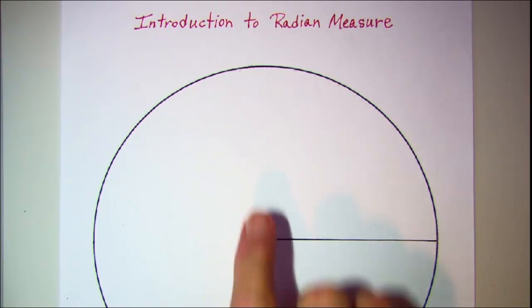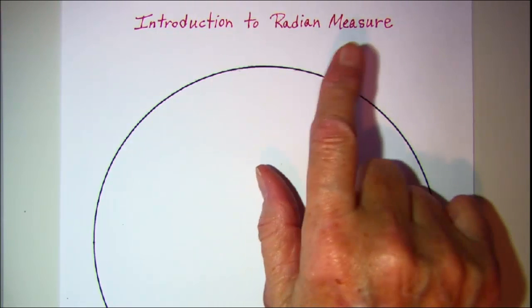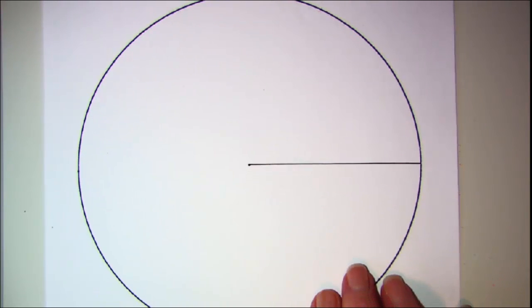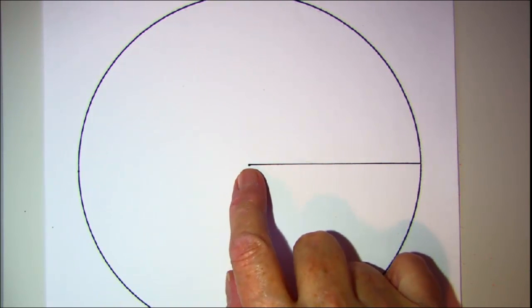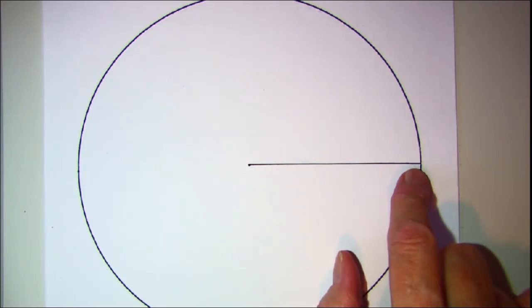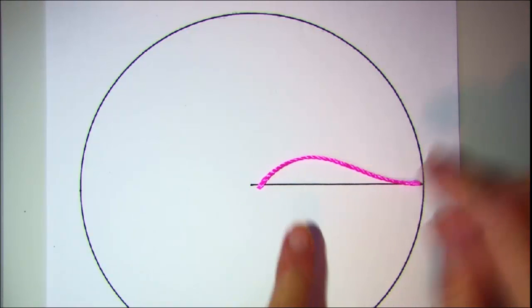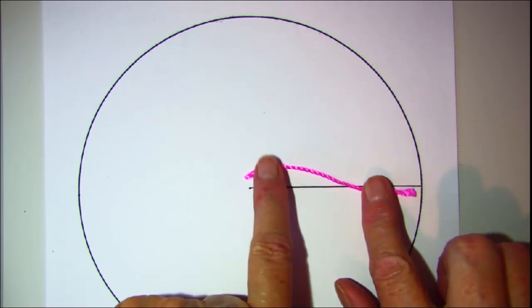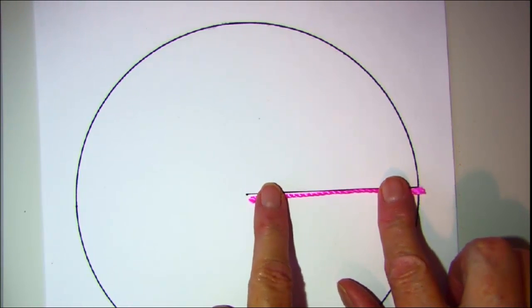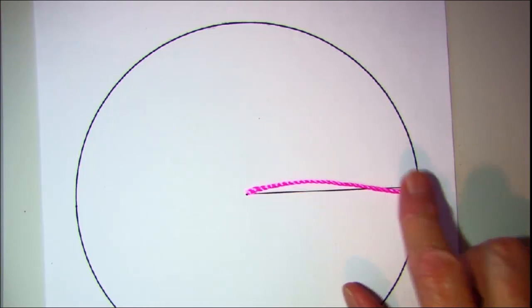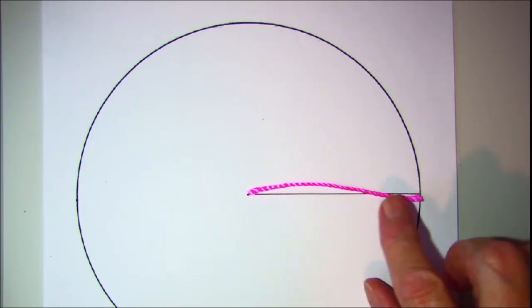This video will be an introduction to radian measure. We'll start out with a circle. You'll notice that the center is marked here and a radius is drawn. Now I've cut a piece of string that measures approximately the same length as the radius. And what I'm going to do is mark this length around the circle.